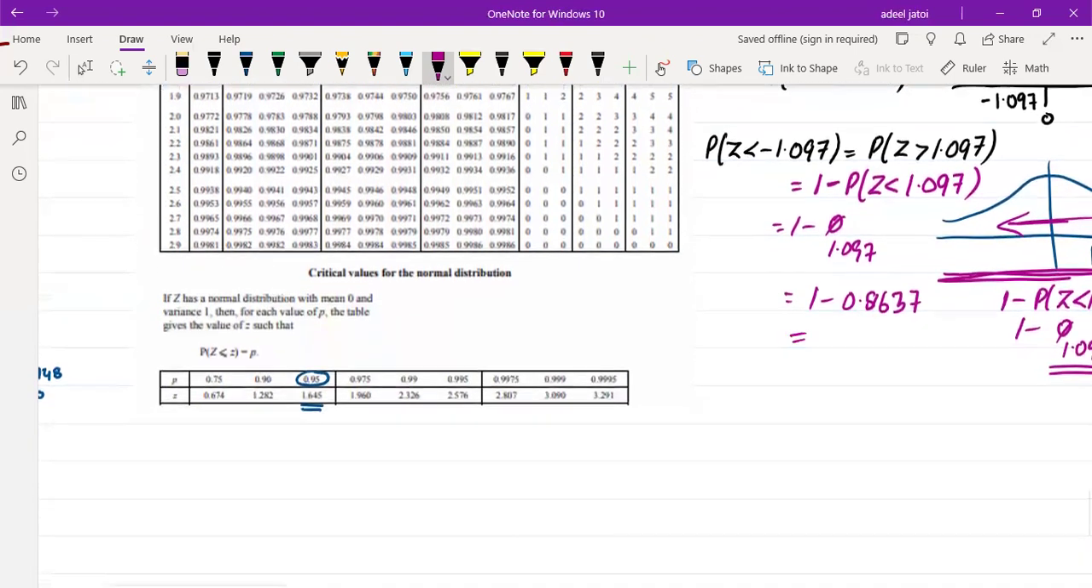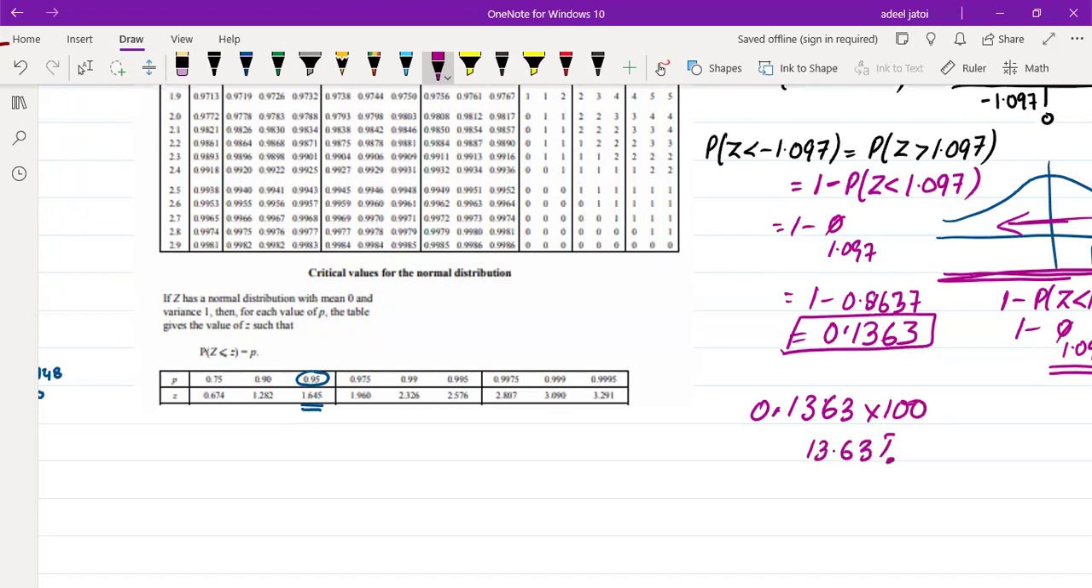And when we subtract this, we will end up getting our answer, which is 0.1363. Now, this is your answer for the probability. If you want to give the proportion rate or percentage, 0.1363 multiplied by 100. This will be 13.63%. So this becomes your probability, this becomes your percentage.